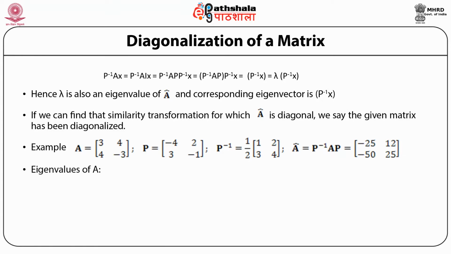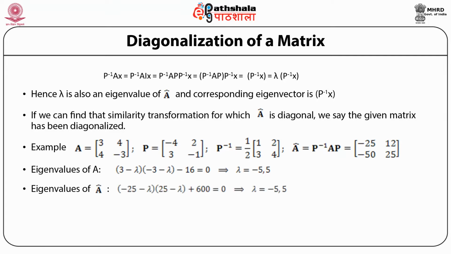So the eigenvalues of matrix A can be found out by the characteristic equation, which is 3 minus lambda into minus 3 minus lambda minus 16 is equal to 0. This gives lambda equal to minus 5 and 5. The eigenvalues of matrix A hat can be found using the characteristic equation minus 25 minus lambda into 25 minus lambda plus 600 is equal to 0, which again implies lambda is equal to minus 5 and 5.